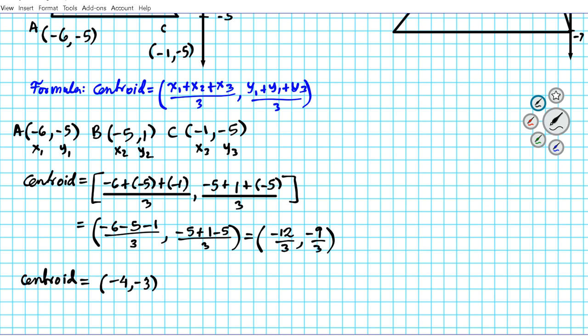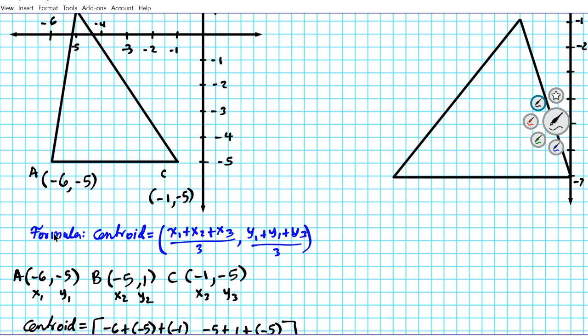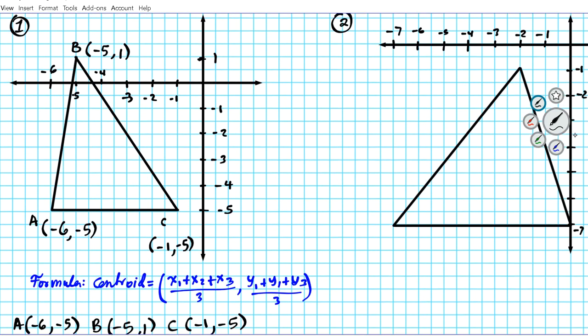Let's go ahead and graph it on our triangle right here. So the centroid is negative 4 right here, and negative 3. Bam. So that's the centroid.